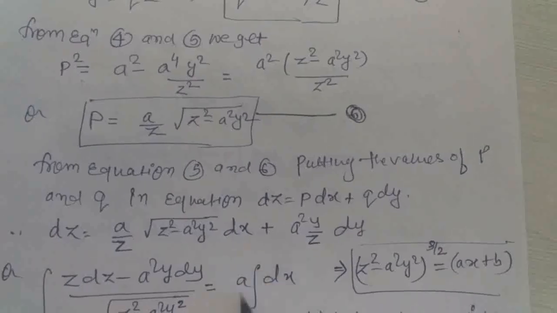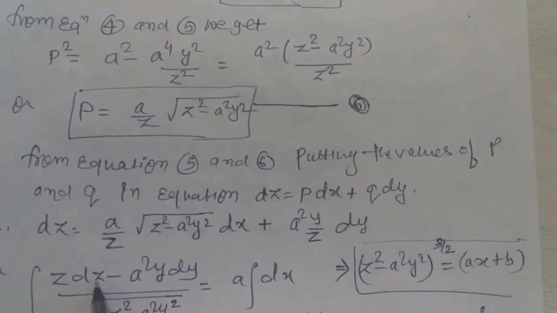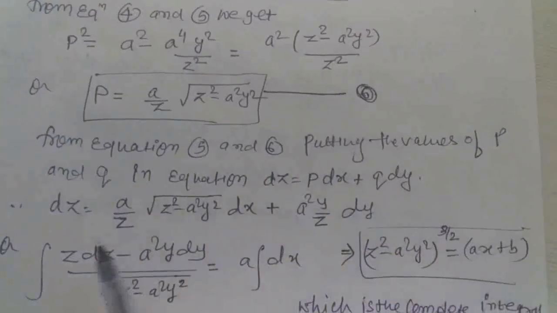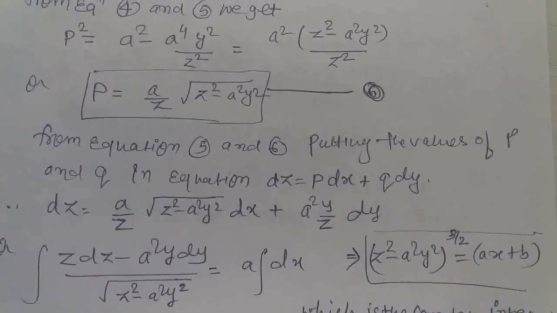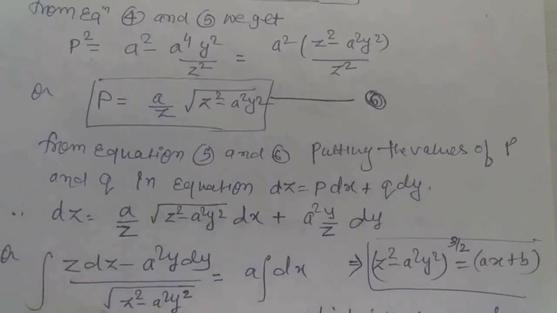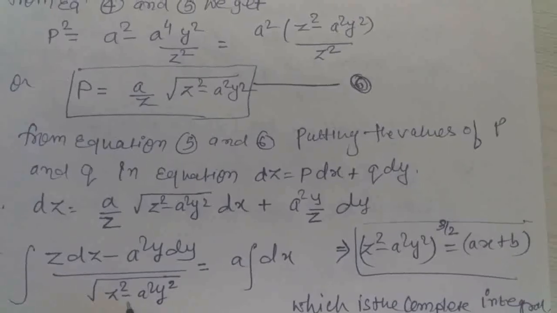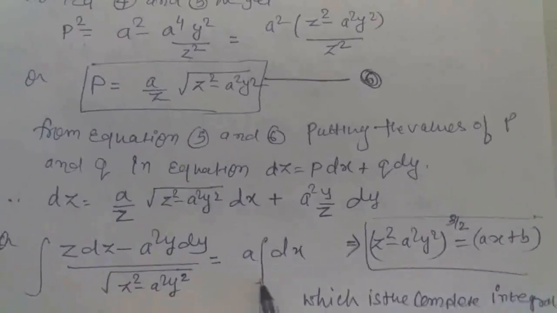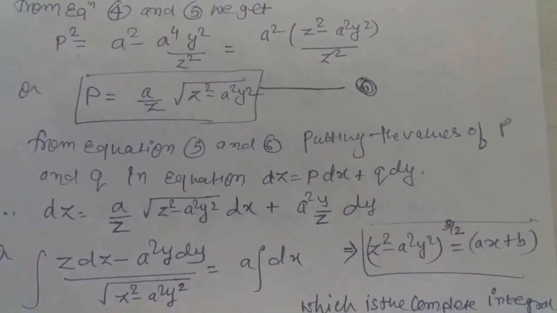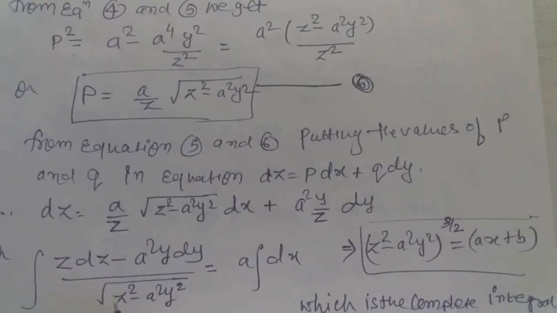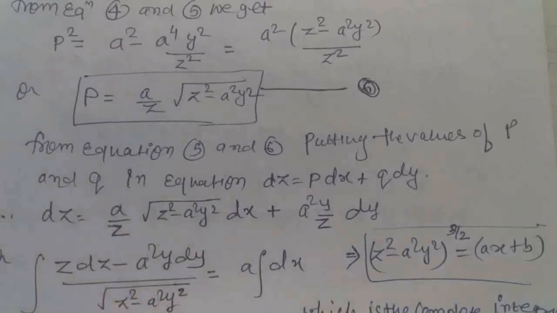In this side we have dx and a constant. In the left hand side, we have dz and dy, and the corresponding variables are z and y. Now integrate this. To integrate this, we put z square minus a square y square equal to t square. And then we get z dz minus a square y dy equal to t dt.